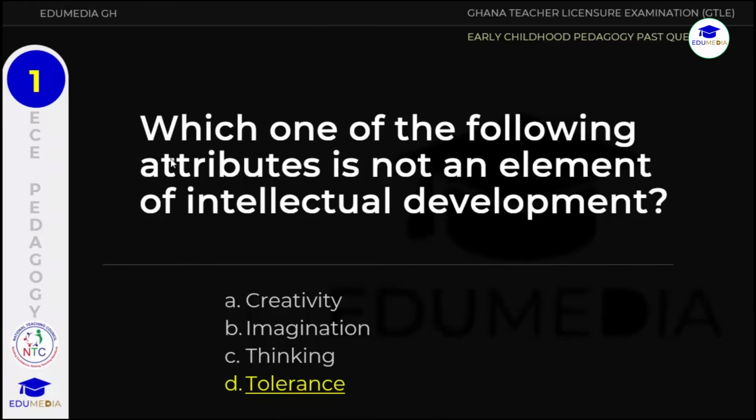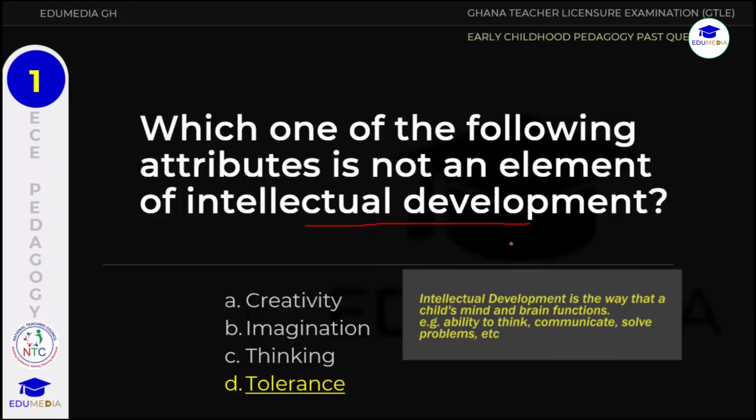What you need to take notice of here is the intellectual development. Intellectual development is a term that is used to refer to the way that a child's mind and brain function. It includes the ability to communicate, to think in creative and abstract terms, how to solve problems, how to pay attention, and then it also helps you make sense of the world around you.